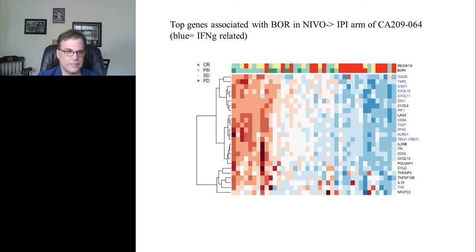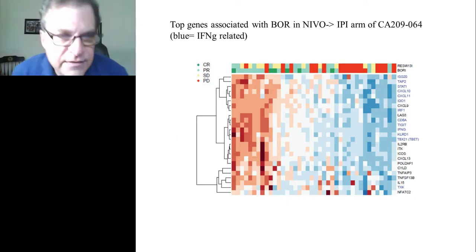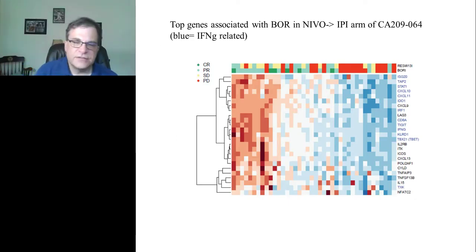So we next looked at the top genes that were associated with this, and this lists many of the genes that we found because all the patients had RNA-seq and whole exome sequencing. What we found was that most of these top gene associations were associated with gamma interferon signaling, which you would expect. And interestingly, some were associated with not only interferon signaling, but also other potential mechanisms such as IL-15, which is involved with NK biology.